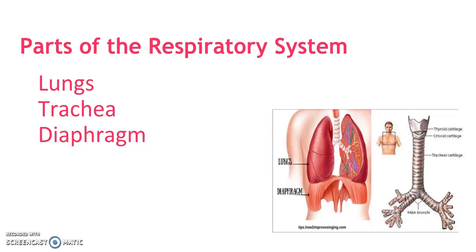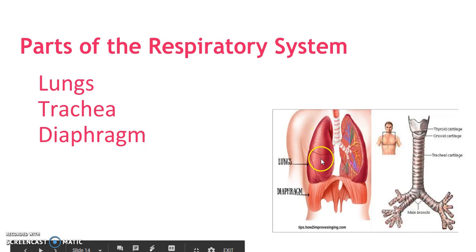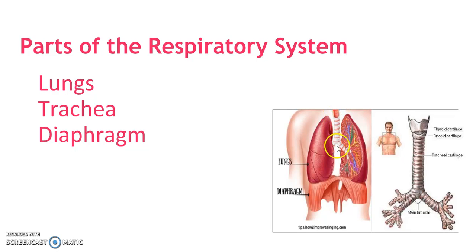Okay, 3 parts of the respiratory system would be the lungs, the trachea, and the diaphragm. That's how you pronounce those words, so write these down. These 3, lungs, trachea, diaphragm. And if you look at this picture, you can see the lungs. We know what lungs look like. The trachea is kind of our windpipe, connects the lungs to our mouth. And underneath the lungs, we have this muscle called the diaphragm.